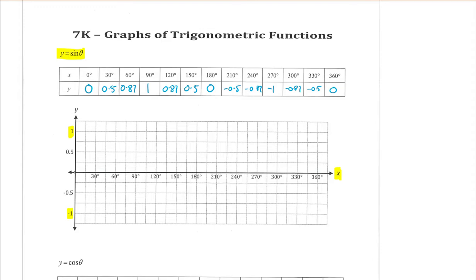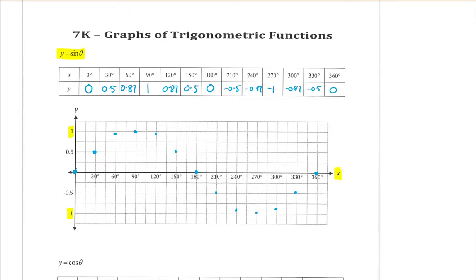At 0 degrees, y is 0, so a dot on the origin. At 30 degrees, it's 0.5, 60 degrees is 0.87, 90 degrees is 1. Then it's going to come back down again. 120 is 0.87, then 0.5, and then 0. This is where we go into negative numbers. At 210, we're at negative 0.5. 240 is negative 0.87. 270 is negative 1. And finishing the last few off.